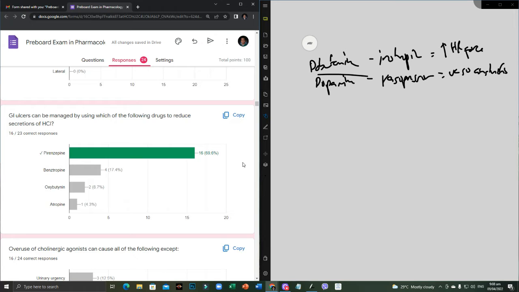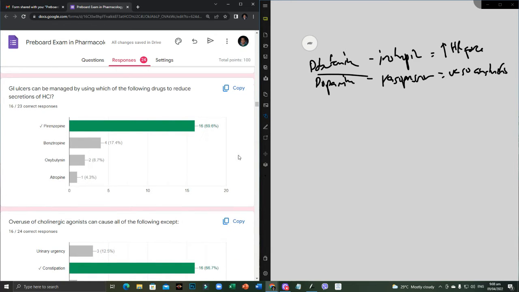GI ulcers can be managed by which of the following drugs to reduce secretions of hydrochloric acid? So very good. We have here the drug pirenzepine, which targets mostly muscarinic receptors, which prevents the production of hydrochloric acid. Benztropine, on the other hand, class, is usually used for Parkinson's disease.